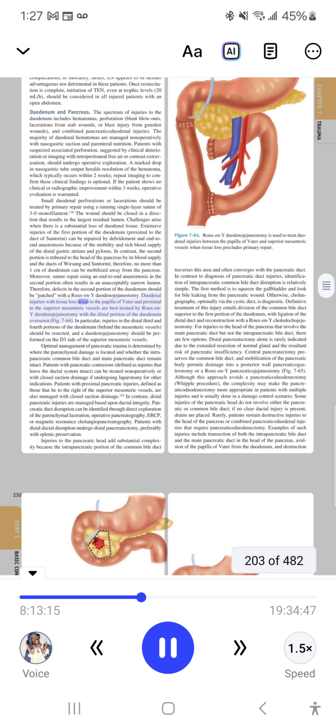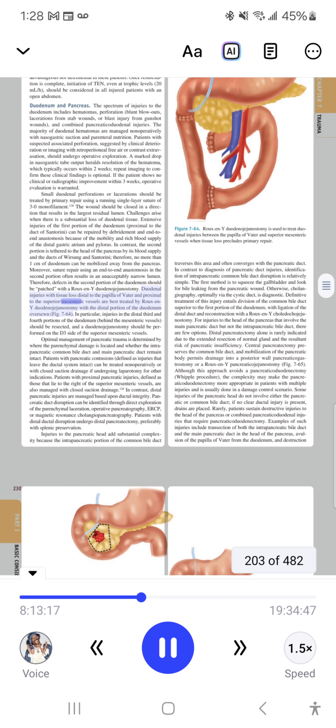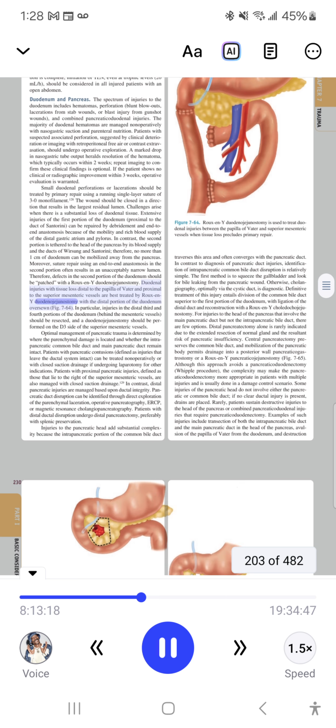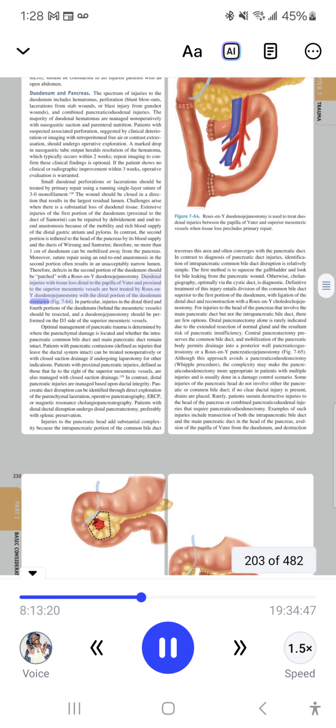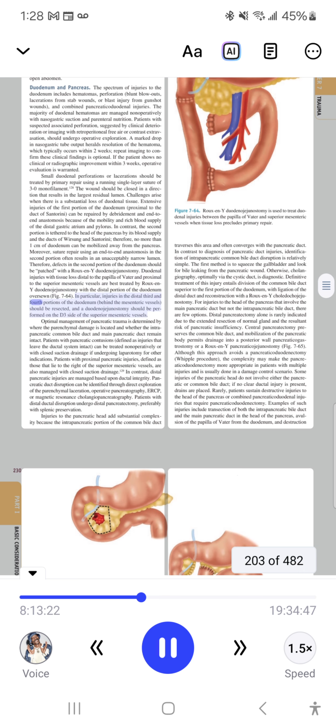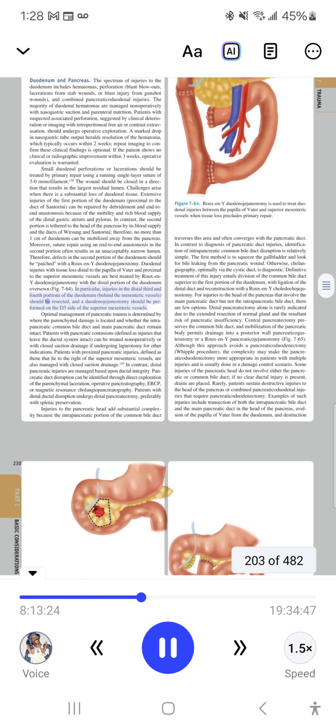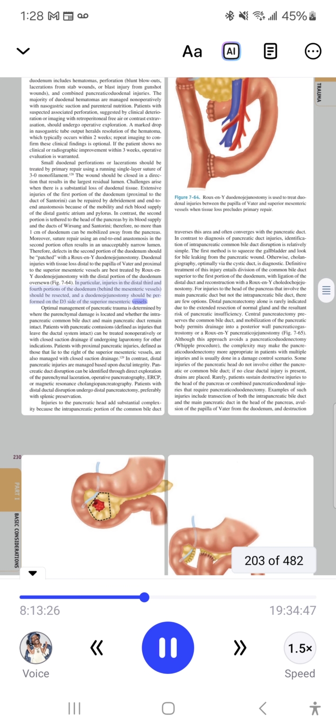Duodenal injuries with tissue loss distal to the papilla of Vater and proximal to the superior mesenteric vessels are best treated by Roux-en-Y duodenojejunostomy with the distal portion of the duodenum oversewn, Fig. 764. In particular, injuries in the distal third and fourth portions of the duodenum behind the mesenteric vessels should be resected, and a duodenojejunostomy should be performed on the D3 side of the superior mesenteric vessels.